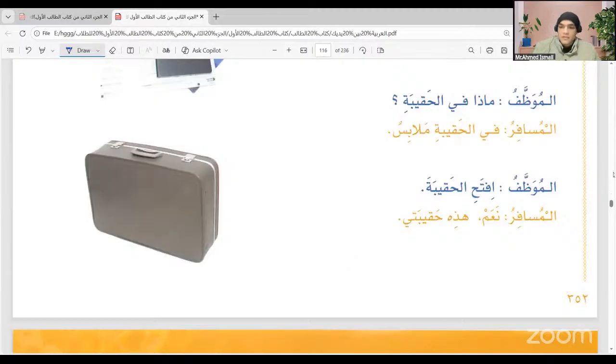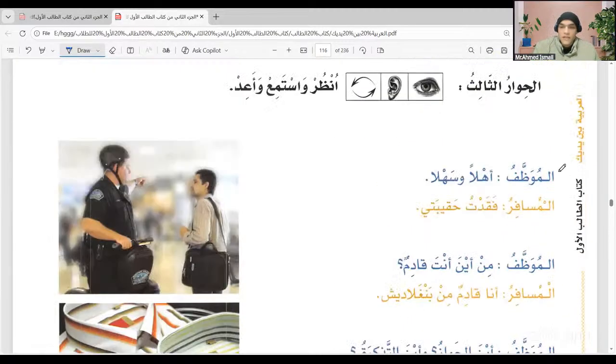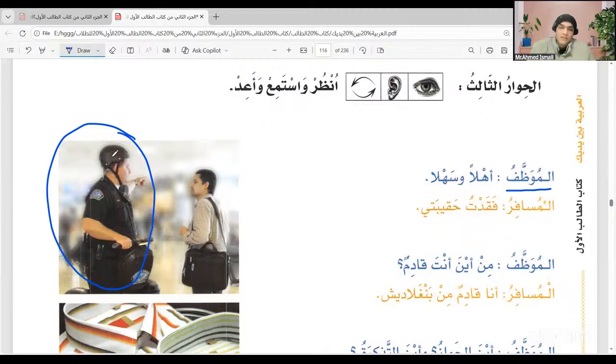Okay, so this is the حوار between مسافر and موظف. We did say before the word موظف is like the employer, and here the موظف is the police officer, because the police officer is of course an employer also, so he's موظف and at the same time he's ضابط. And the مسافر is the traveler. So let's see the حوار.